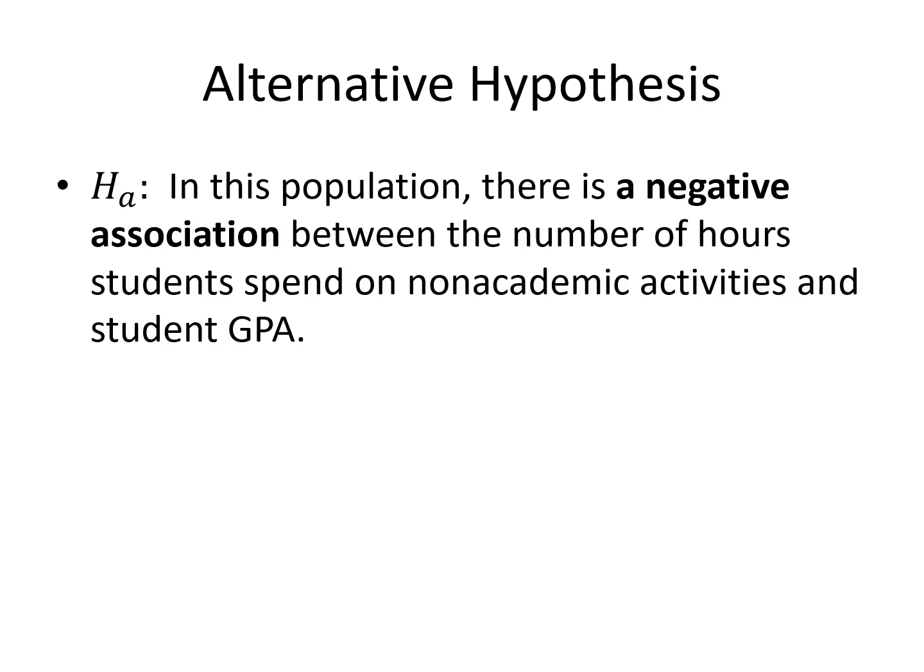Our alternative hypothesis will be that in this population, there is a negative association between the number of hours students spend on non-academic activities and student GPA. In other words, when people spend more hours on non-academic activities, they tend to have a lower GPA. In symbols, this would be beta is less than 0. So the slope of the line of best fit in the population is negative.